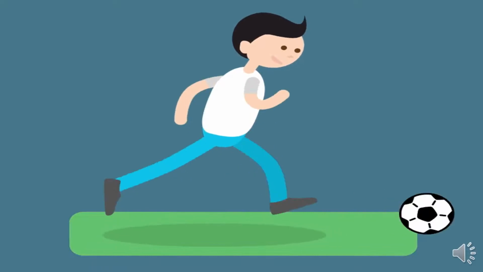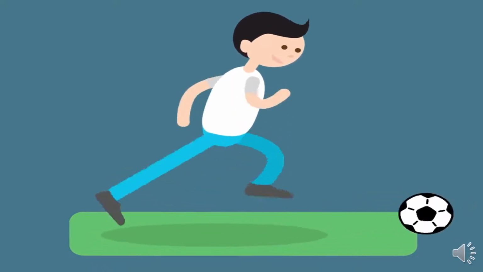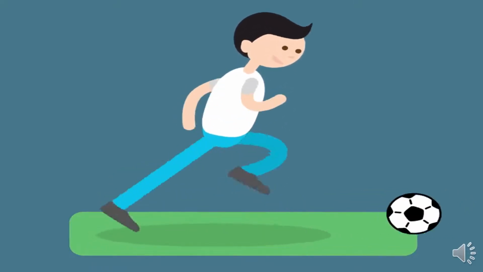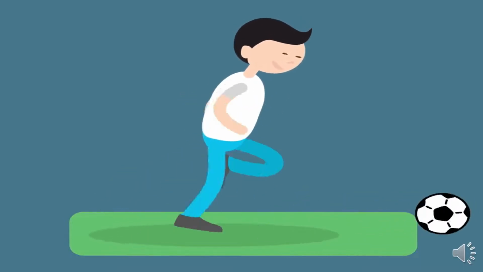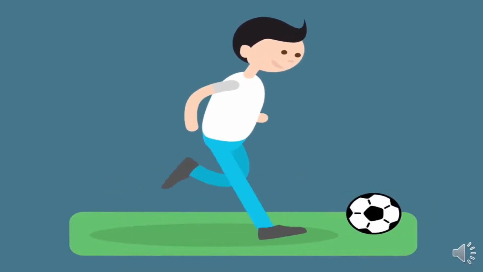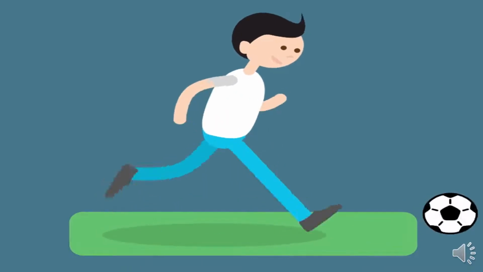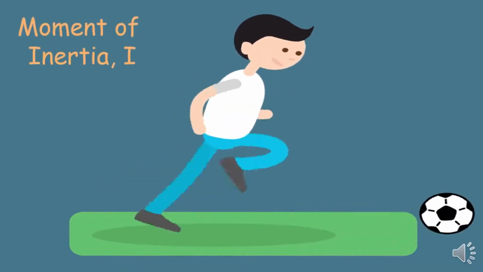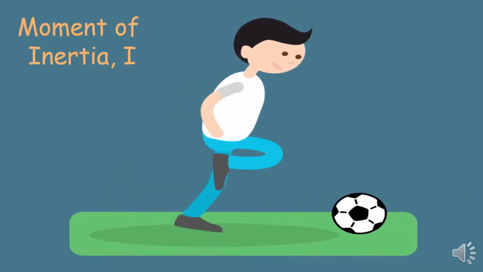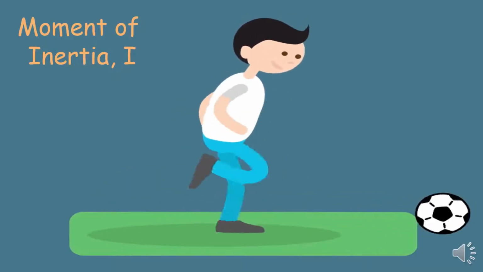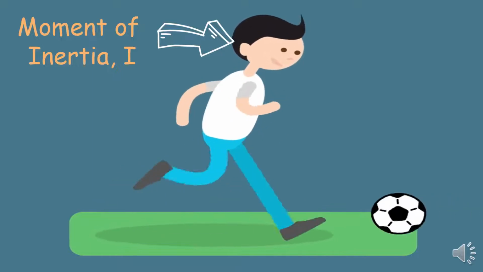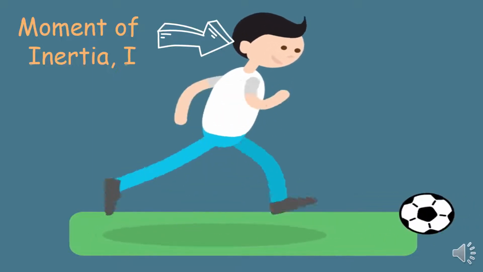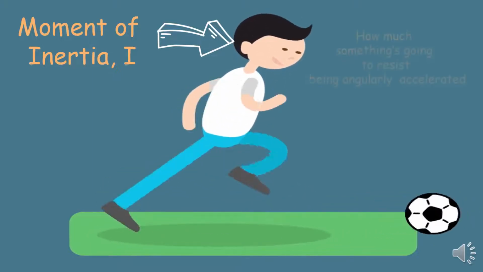In the chapter of linear motion, the tendency of a body to keep moving when it is set in motion results from a property called inertia. First of all, this moment of inertia is really just the rotational inertia. In other words, how much something is going to resist being angularly accelerated.